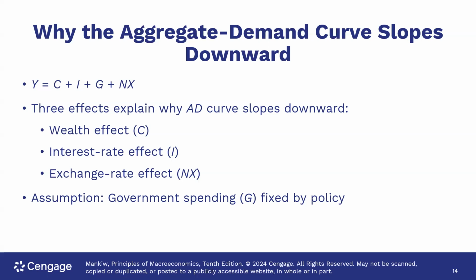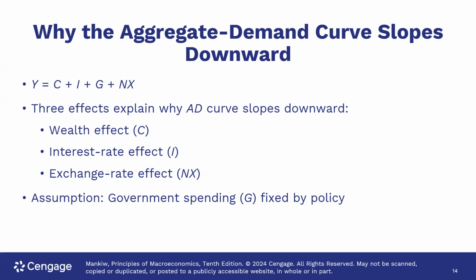The total demand, or total spending, or total expenditure, is equal to the consumption of the household, plus the investment of the business or the firm's investment, as well as the household investment in residential housing, plus the government spending for public goods or public services, plus the net export that is enjoyed by the foreigners. So there are three effects that explain why the aggregate demand curve slopes downward.